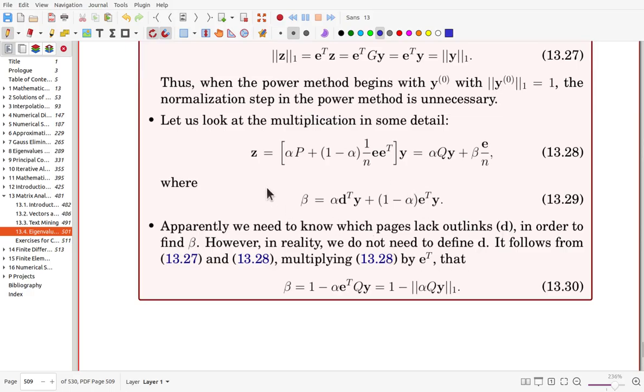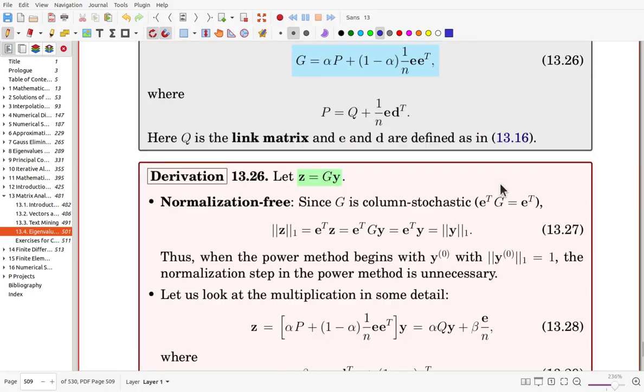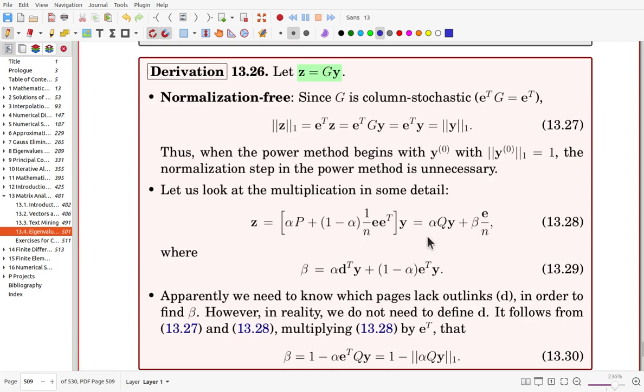Now, we'll see some more detail for the product, G times Y. By using the definition here, we end up with these two terms. But beta has these components, so it looks like D is involved. D is the indicator vector for zero outlinks, so it looks like we have to know that. But in practice, we don't need to define D. We have another way to get beta.